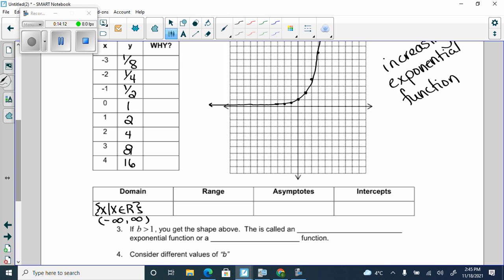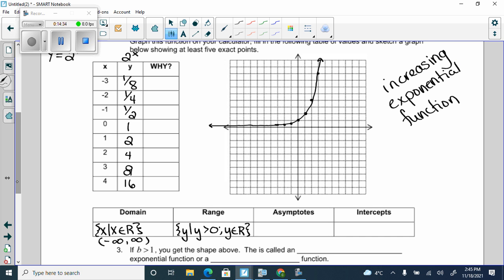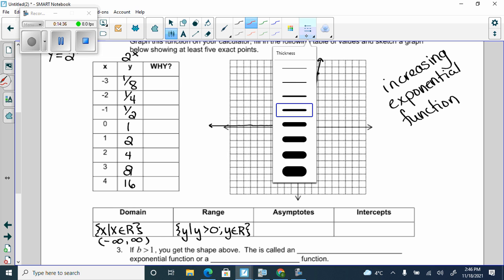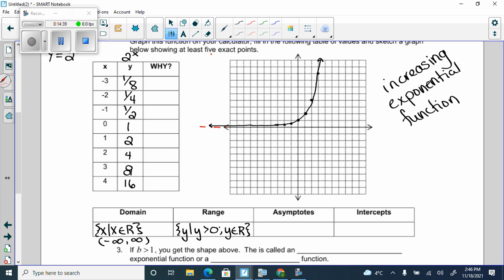What's my range? Greater than. Why? Because of the horizontal asymptote, it has to be greater than. Sorry, the horizontal one. So it's going to be y such that y is greater than 0, because, like Grayson said, if you look here, we actually have this dashed asymptote, and we can draw it as long as we draw it as a dashed line.